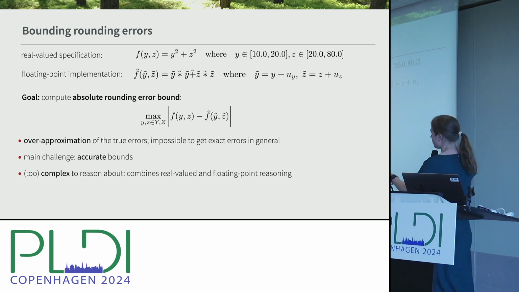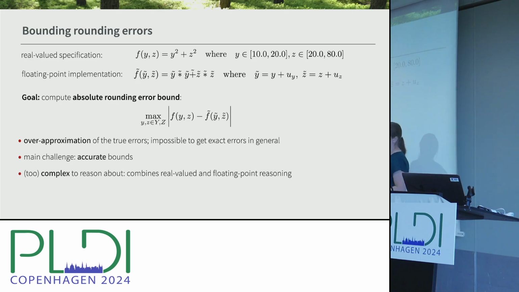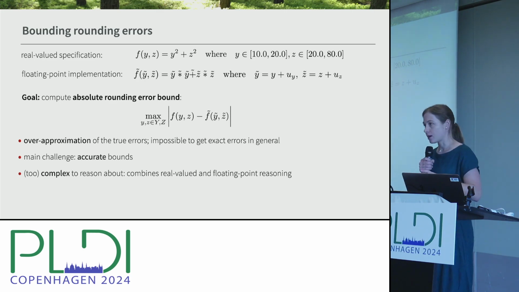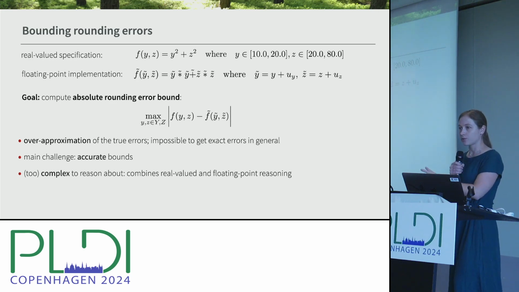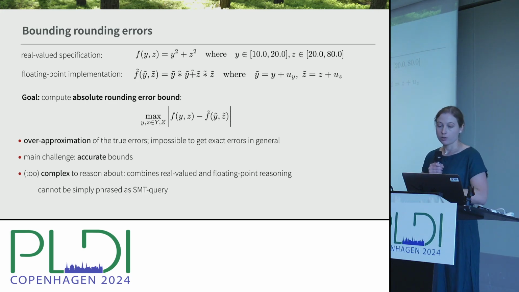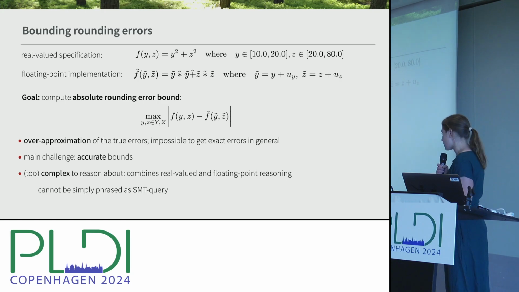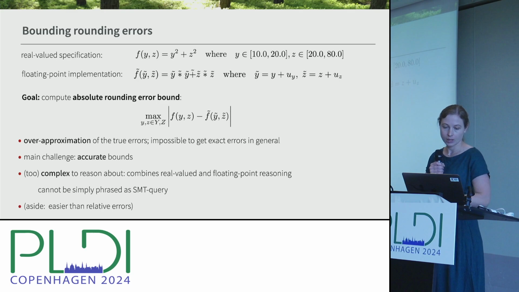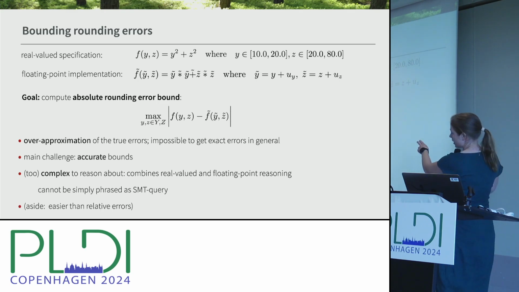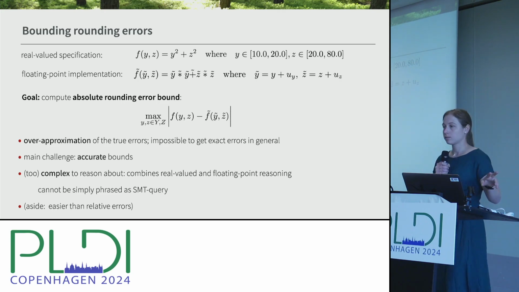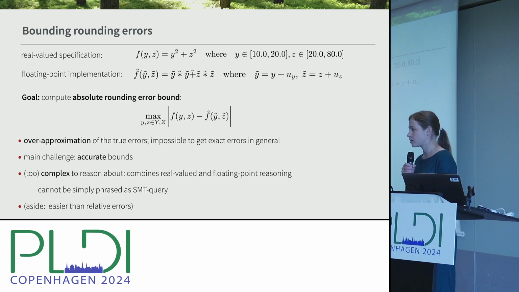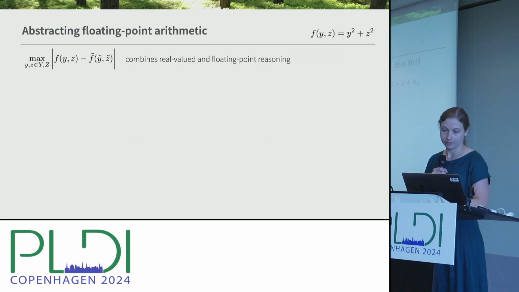Now the expression as given here is too complex to reason about, manually or automatically, at least today, because it combines real valued and floating point reasoning. So for example, we cannot simply phrase this as an SMT query. Well, I mean, we can, but the solver will not really give us any result. I'm talking here about absolute rounding errors. You may also ask, so what about relative errors? Let's stick to this because relative errors are even harder.